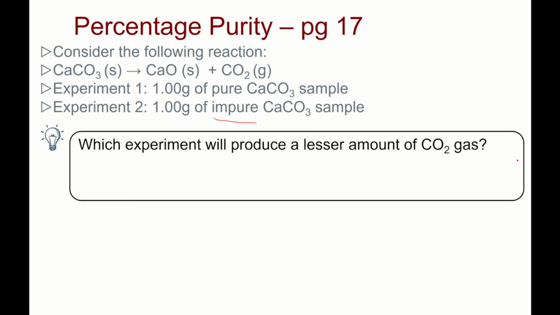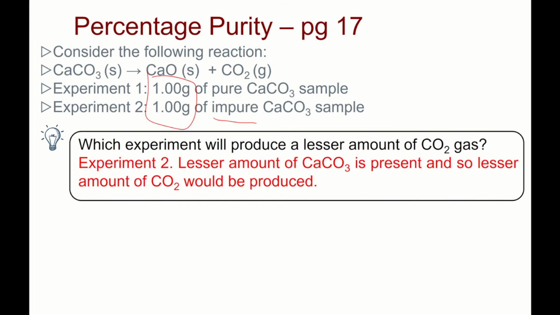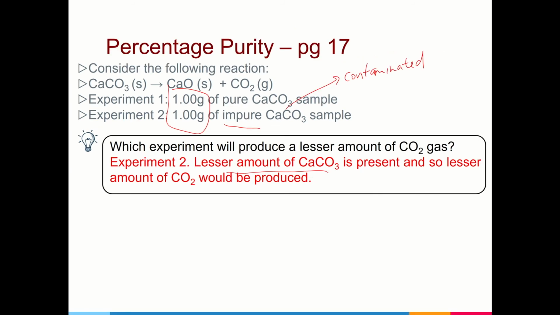So my question to you is, which experiment will produce a lesser amount of carbon dioxide gas? What will your answer be? Both have the same mass, but one is pure, one is impure. Experiment 2, because it is contaminated with impurities, and this means that in actual fact there is a lesser amount of calcium carbonate present. So a lesser amount of carbon dioxide will be produced.